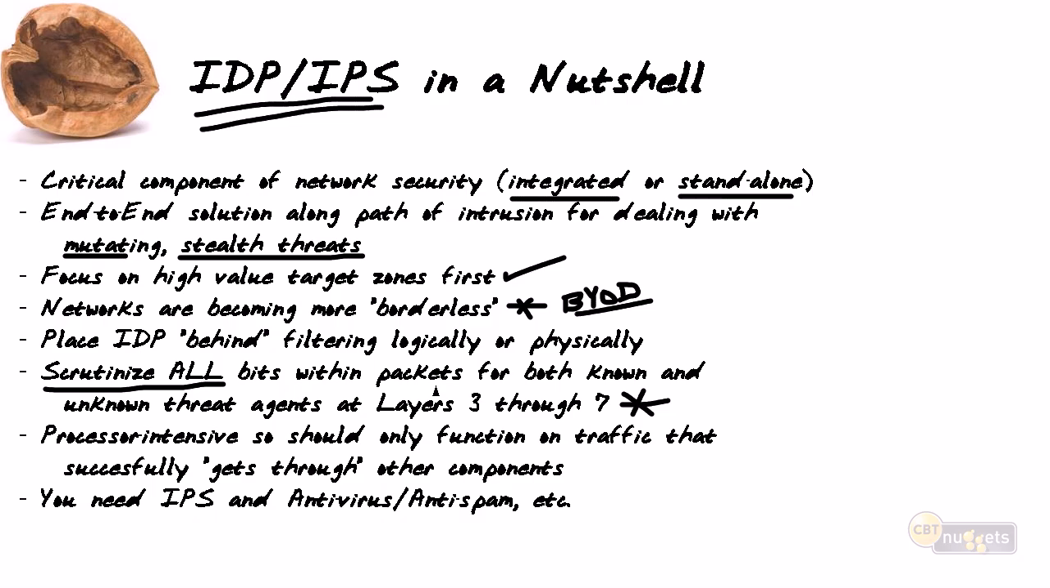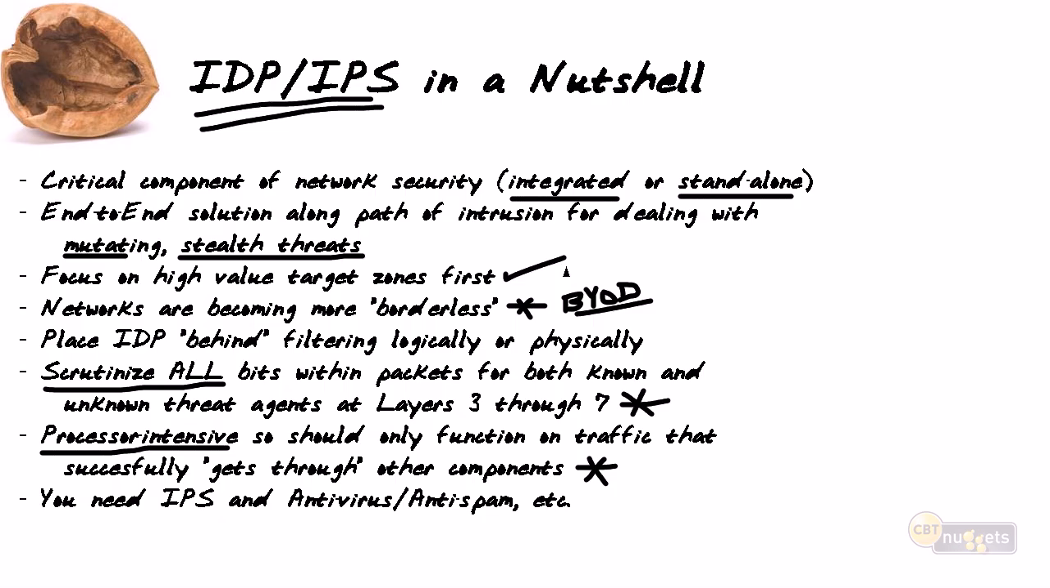Now, as you can imagine, this is pretty processor intensive, right? So we want to basically only function on the traffic that gets through the other components. So what I mean by that is, if you looked at the order of processing, if we go back to that diagram, which you can review in the previous nuggets, if we looked at the order of processing on a Juniper SRX, we'll notice that the IDP functionality happens after a lot of the other policy and firewall rules.